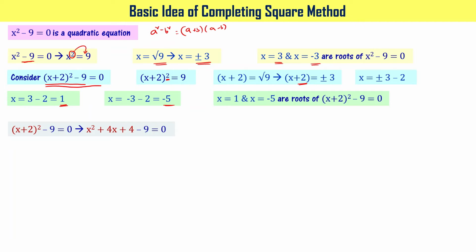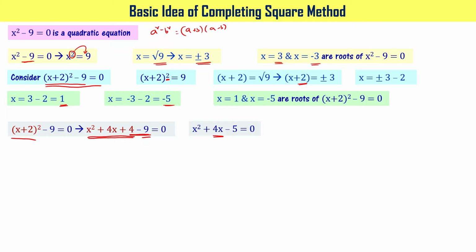When you want to transform this equation into a quadratic equation, you can expand x plus 2 whole square as x square plus 4x plus 4 using a plus b whole square formula, right? When you do that, you have the equation as x square plus 4x plus 4 minus 9 equal to 0. You simplify this. Plus 4 minus 9 is minus 5, right? I can write the equation now as x square plus 4x minus 5 equal to 0. Now we can split the middle term.